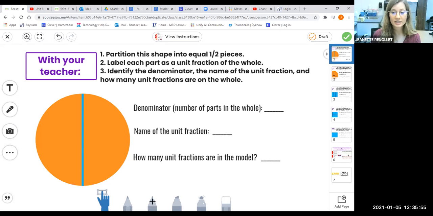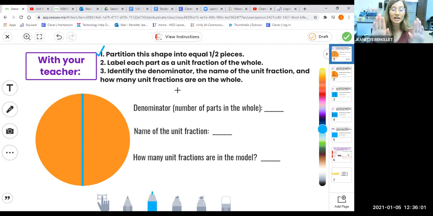I have now done step number 1. I partitioned the shape into equal areas. Step 2 in the directions say, label each part as a unit fraction of the whole. I remember that unit fractions have a numerator of 1, so I can go ahead and write that. I know that all parts are going to have a numerator of 1. Numerator is on top.